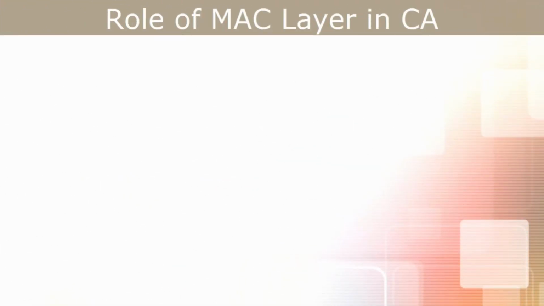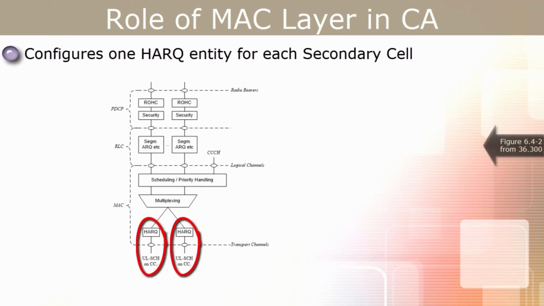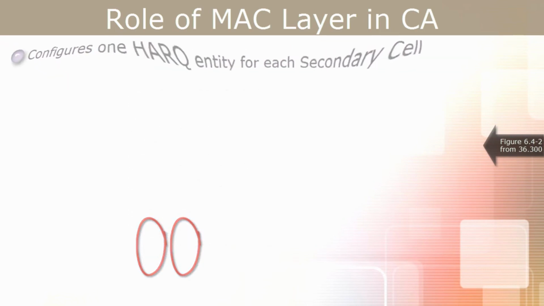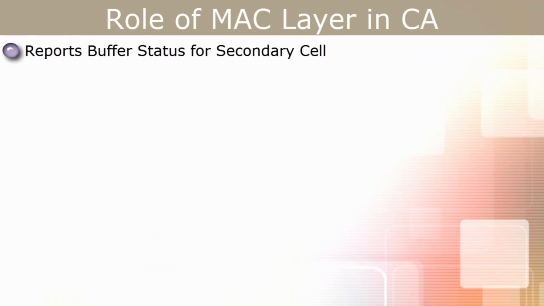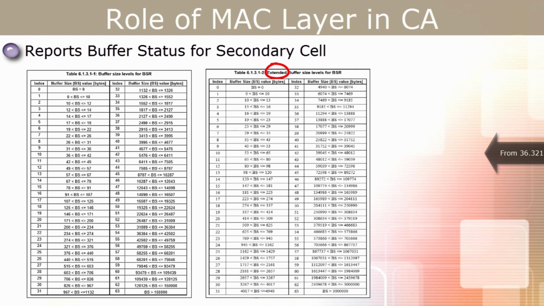Whenever some secondary cell is added to the UE, its MAC entity configures one HARQ entity for that secondary cell to handle scheduling and other functionalities. BSR is used by the UE to provide information to eNodeB about the amount of data available for transmission in its uplink buffers. As soon as secondary cells become active, the MAC layer has to do this reporting for secondary cells also. Extended buffer size levels have been defined for CA in the MAC specification to accommodate secondary cells along with the primary cell. This is the table for normal buffer level reporting, and this is the table for extended buffer level reporting.